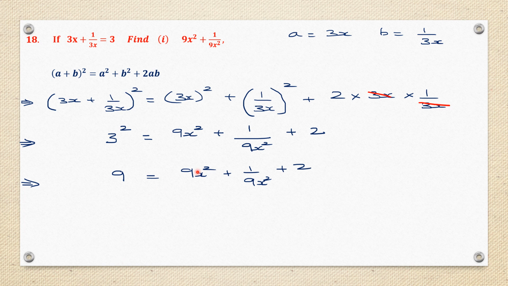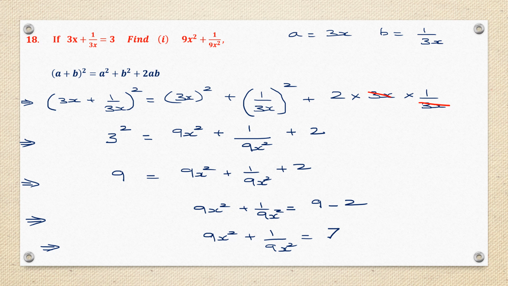Here can you see, this is what we have been asked to find in the question. So this we're going to leave as it is. So this will be 9x square plus 1 by 9x square is equal to, what do we have on the other side? 9, and this 2 we are going to put along with 9. So it has to move sides, so it will change to minus 2. So now our answer here is 9x square plus 1 by 9x square is equal to 9 minus 2, which is 7. So our final answer here is 7.